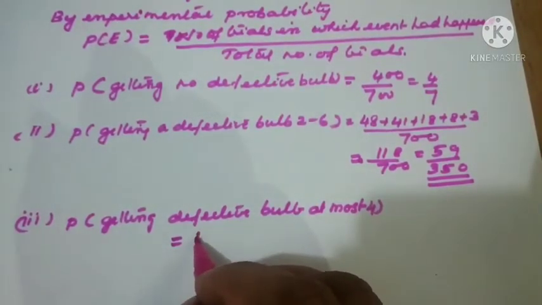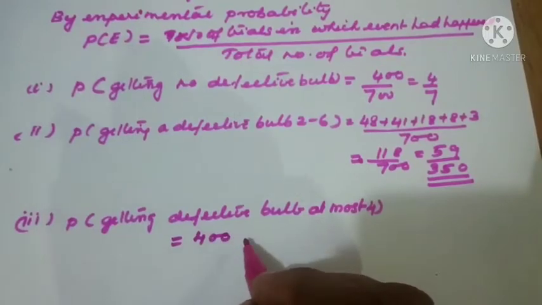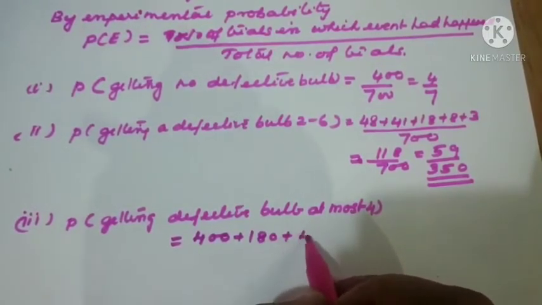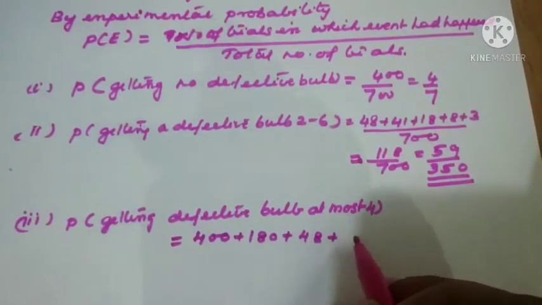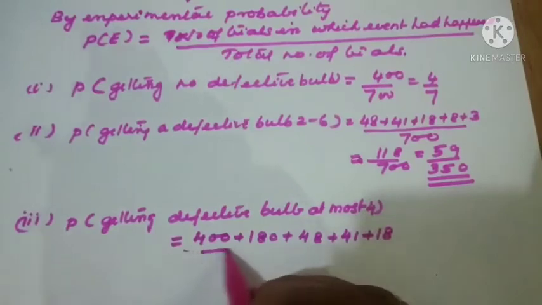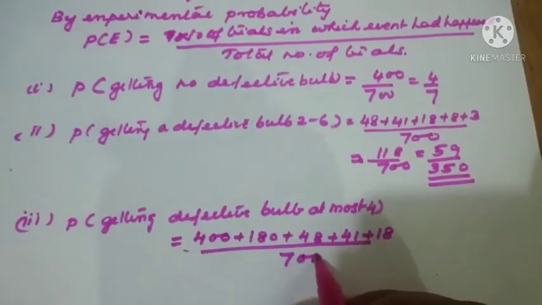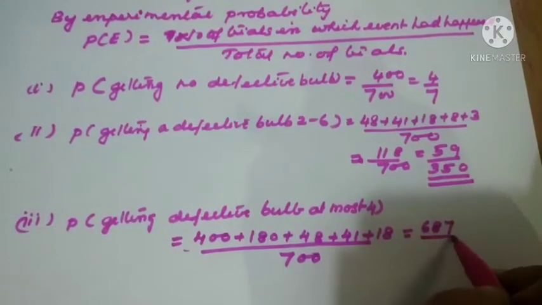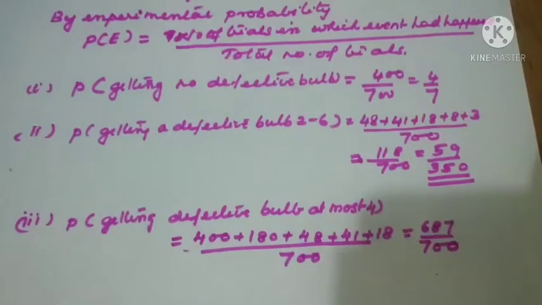So 400 means against 0. Next 1, that is 180. Against 2 it is 48. Against 3 it is 41. But against 4 it is 18 divided by 700. When we are adding, we will get here 687 by 700. So that is the answer. Next question.